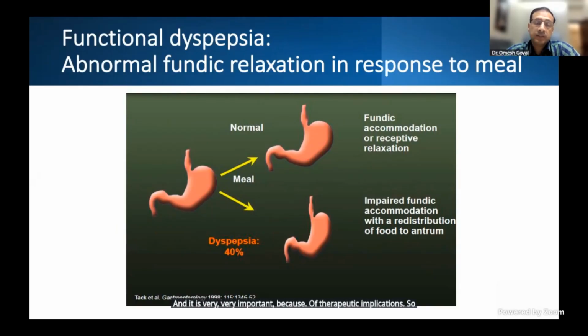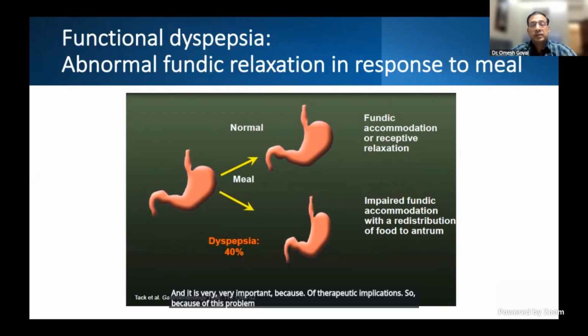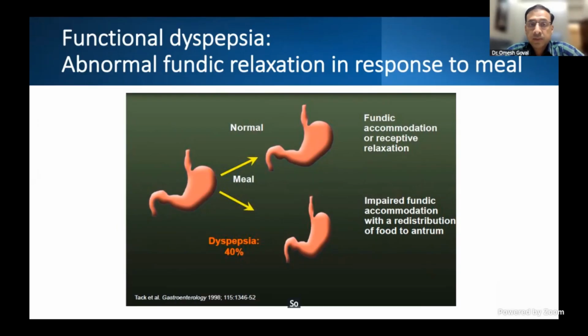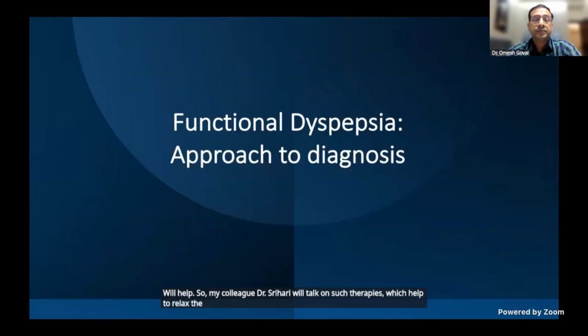Because of this problem, for treatment of such patients, any acid suppressive therapy will not help. Therapy which relaxes the fundus will help. So my colleague Dr. Srihari will talk on such therapies which help to relax the fundus. So how do we approach such a patient?